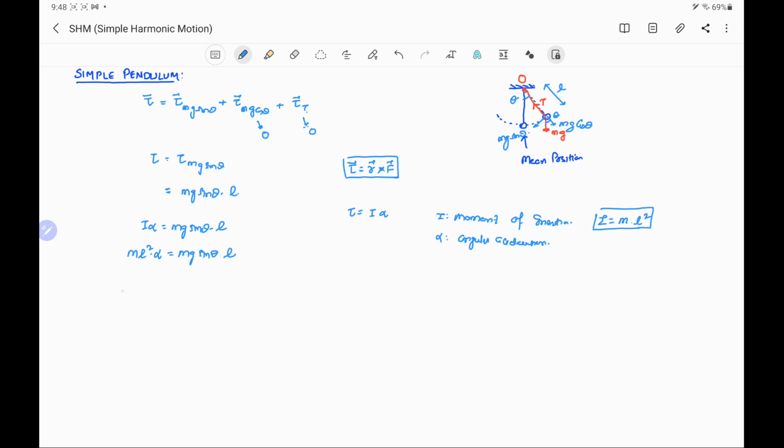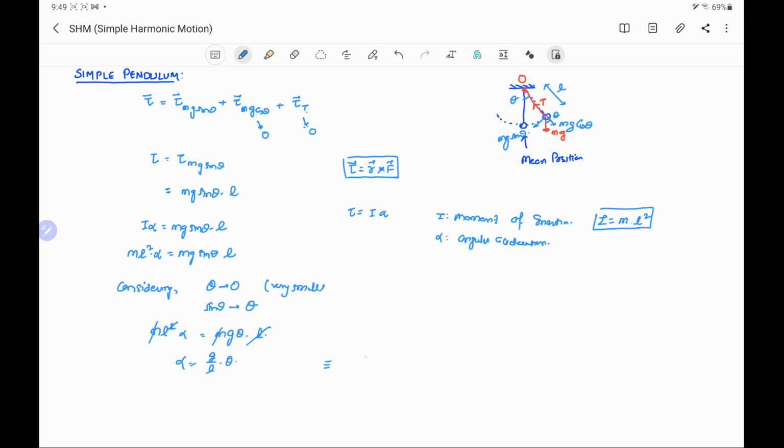Now we consider that theta is very small. Theta is approaching 0, that means very small. In this case, sin theta is approximately equal to theta. So the equation becomes m L square into alpha equals mg theta into L. Here one L gets cancelled, and m also gets cancelled. Alpha will be equal to g by L into theta.